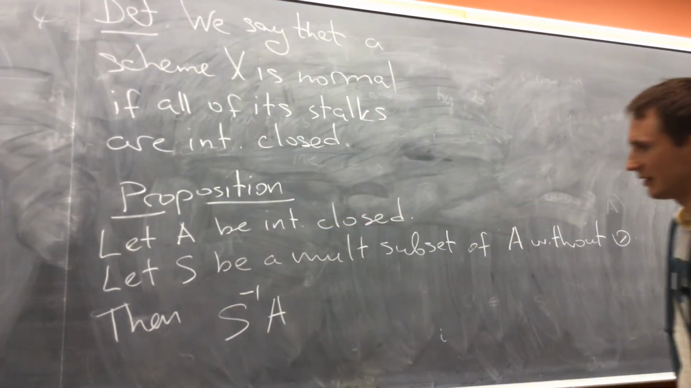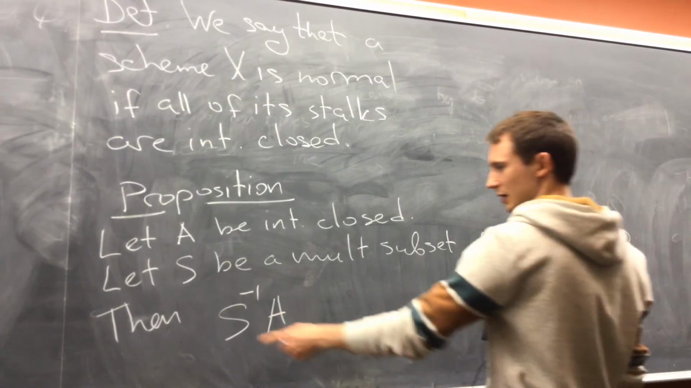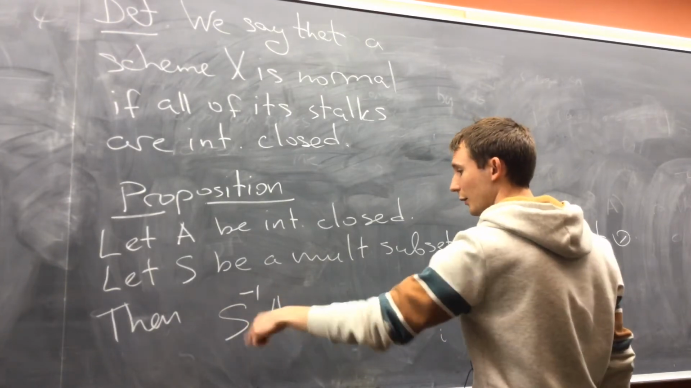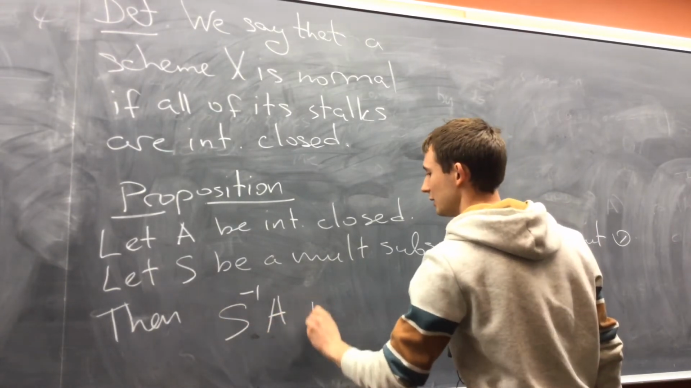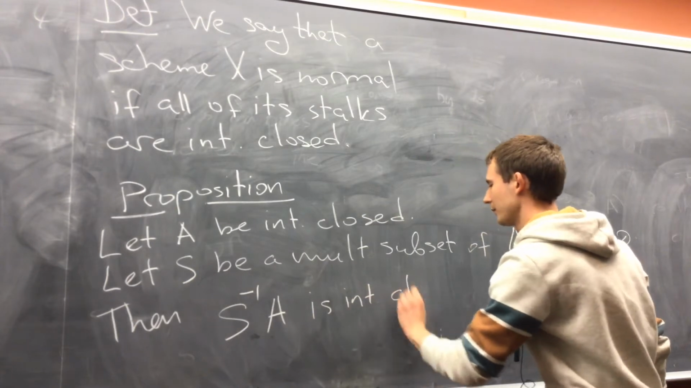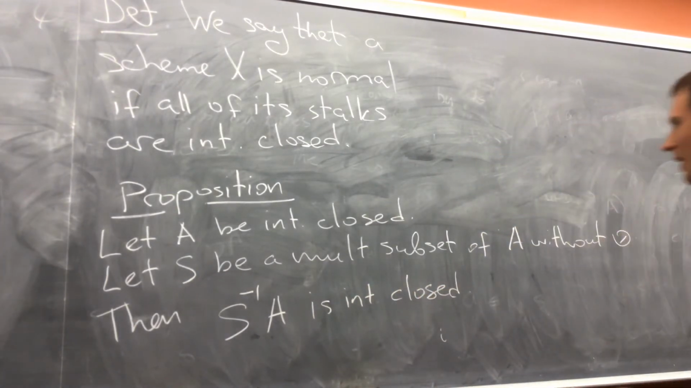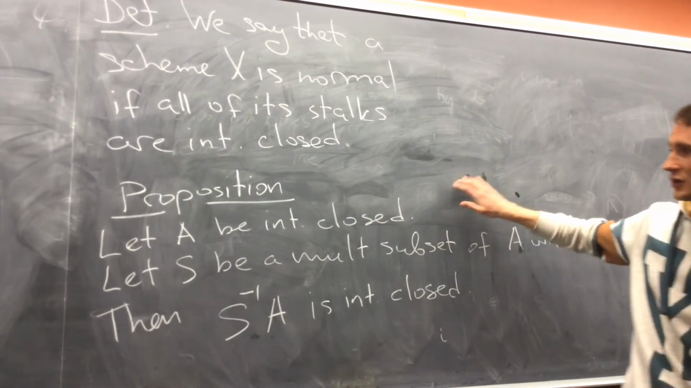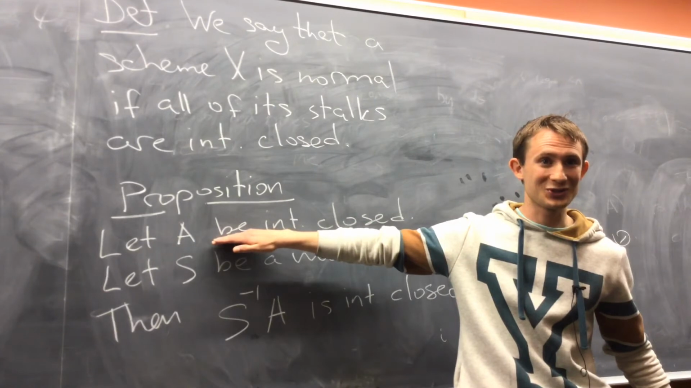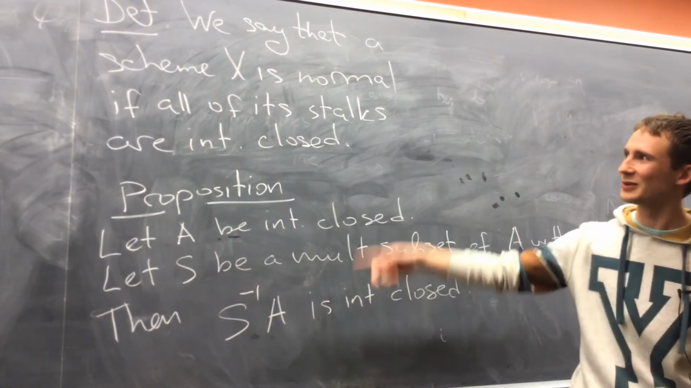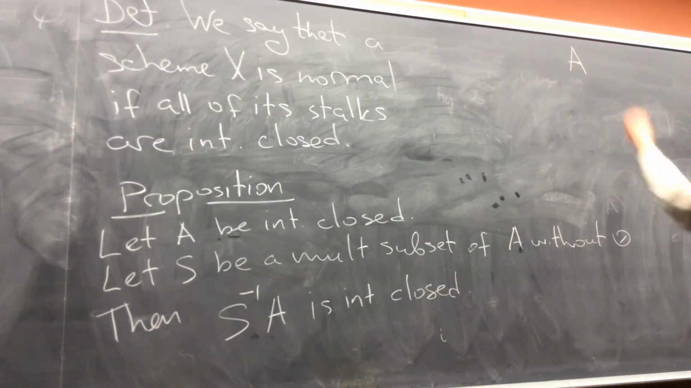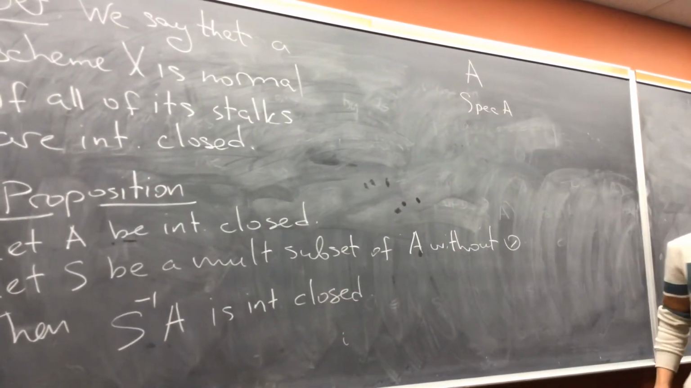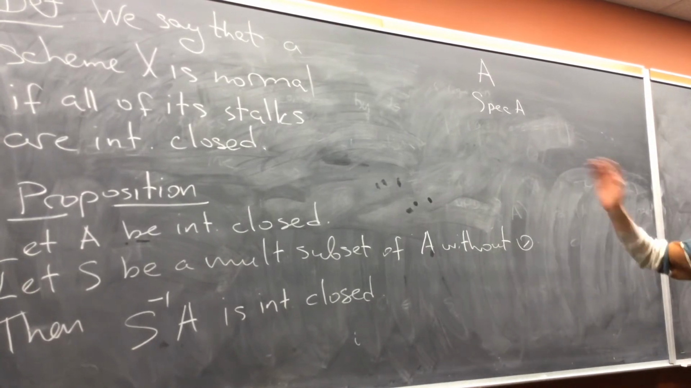So what I want to show is that this ring, where I'm allowing elements of S to be invertible, is in fact integrally closed. So a consequence of this proposition is that if A is integrally closed, then all of its localizations are integrally closed. So now we know that if A is integrally closed, then spec A is normal. This is just a consequence of this.